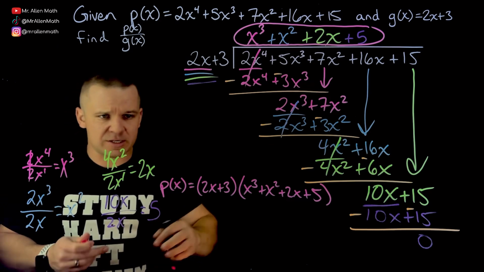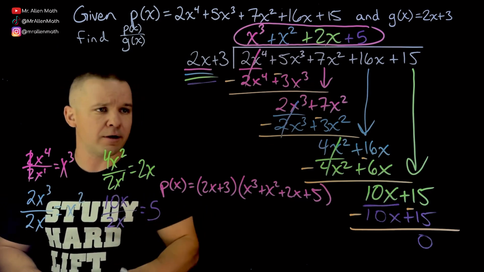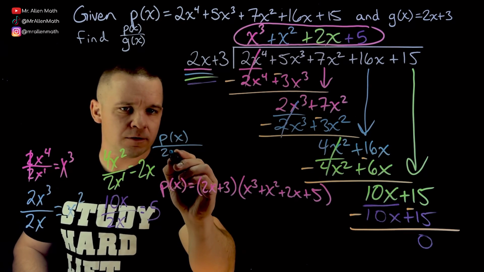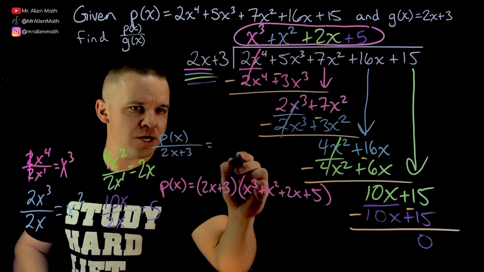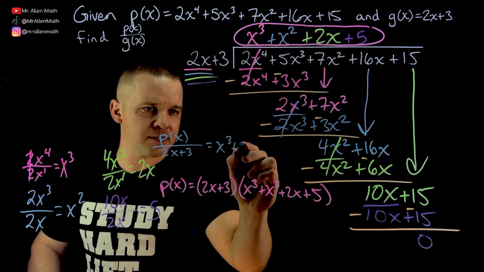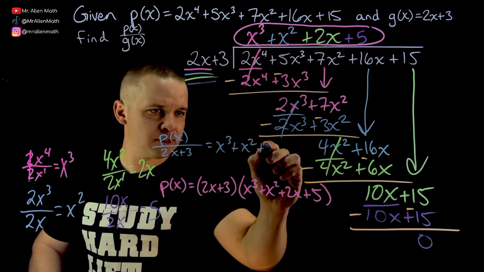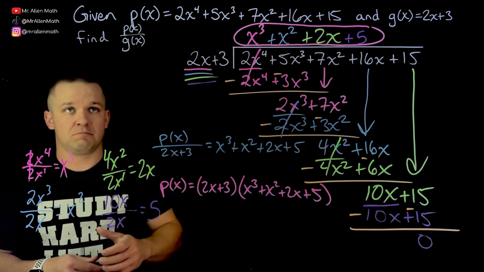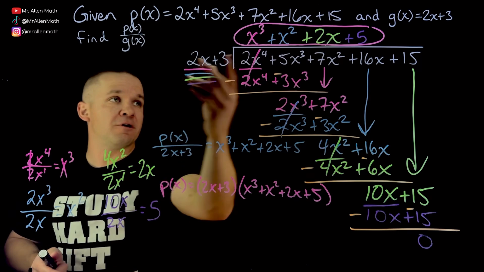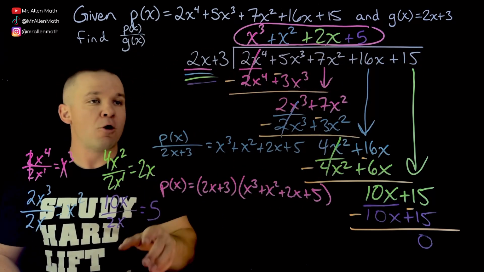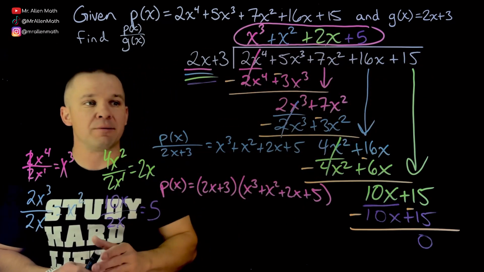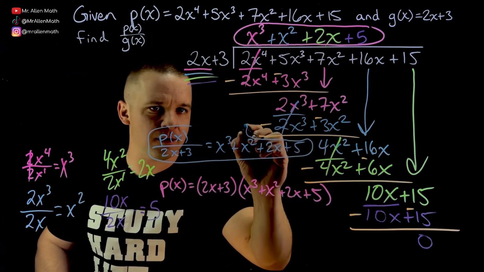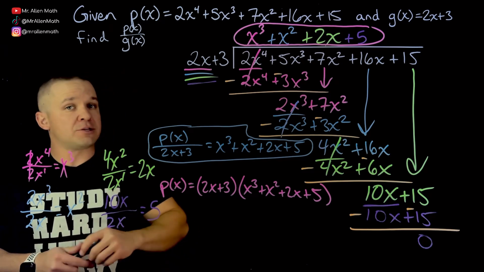How about this? What if I wrote, and I'll do a different color here, P of x divided by 2x plus 3 equals x cubed plus x squared plus 2x plus 5. Would that be true? Yeah, that's exactly what was written here, except I popped the 2x plus 3 right there. Or if we gave you this, you could still identify that those two are the same. And I want to make sure that that doesn't bleed into the long division there. Okay, so another way of writing it.